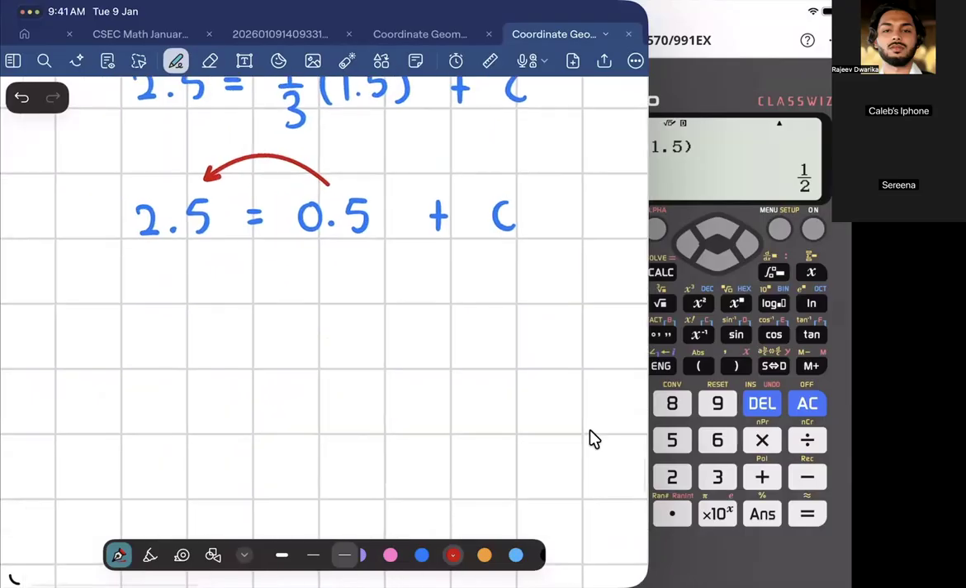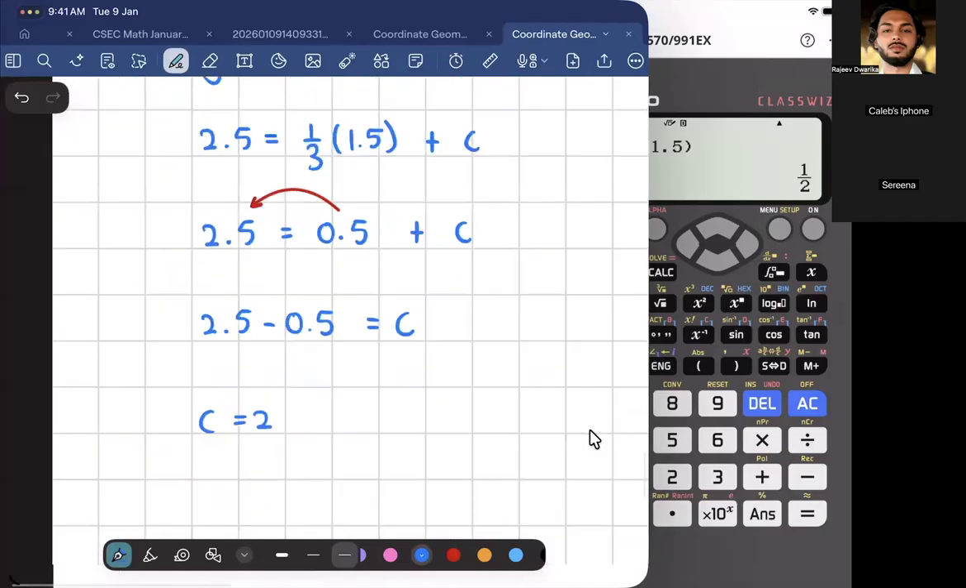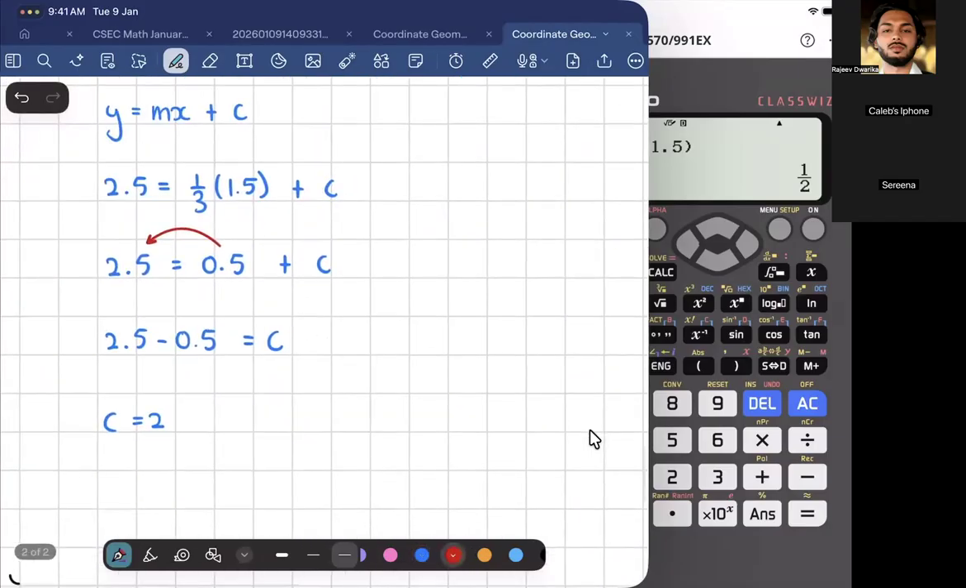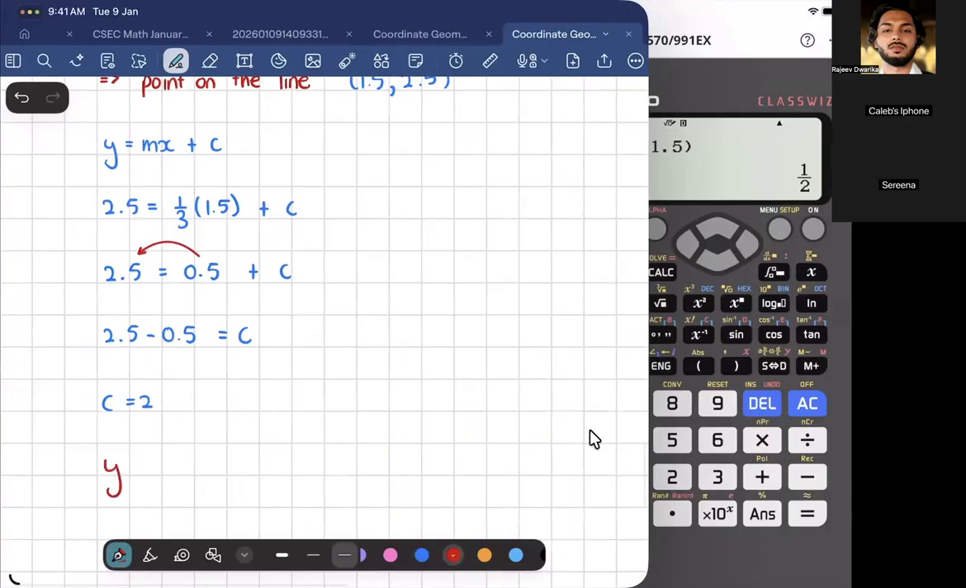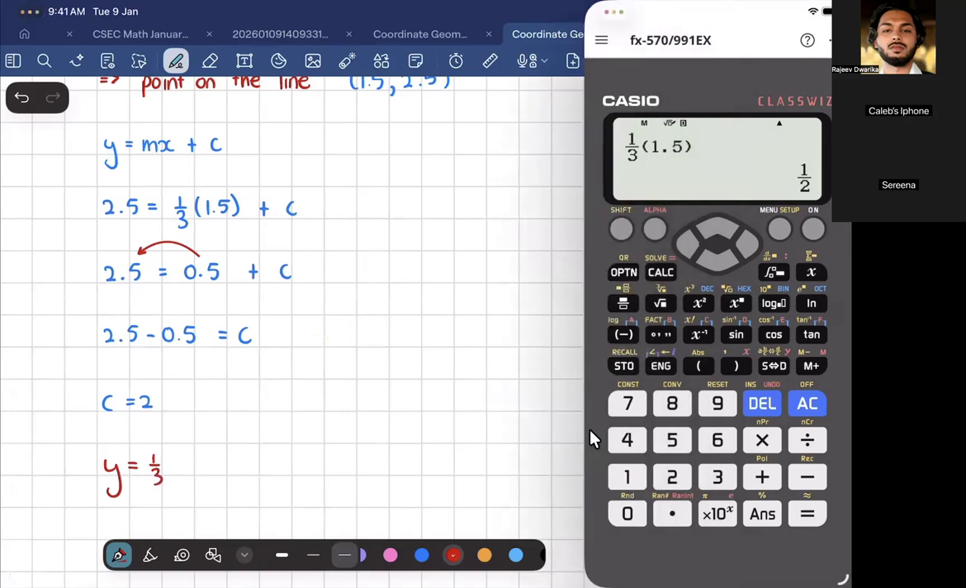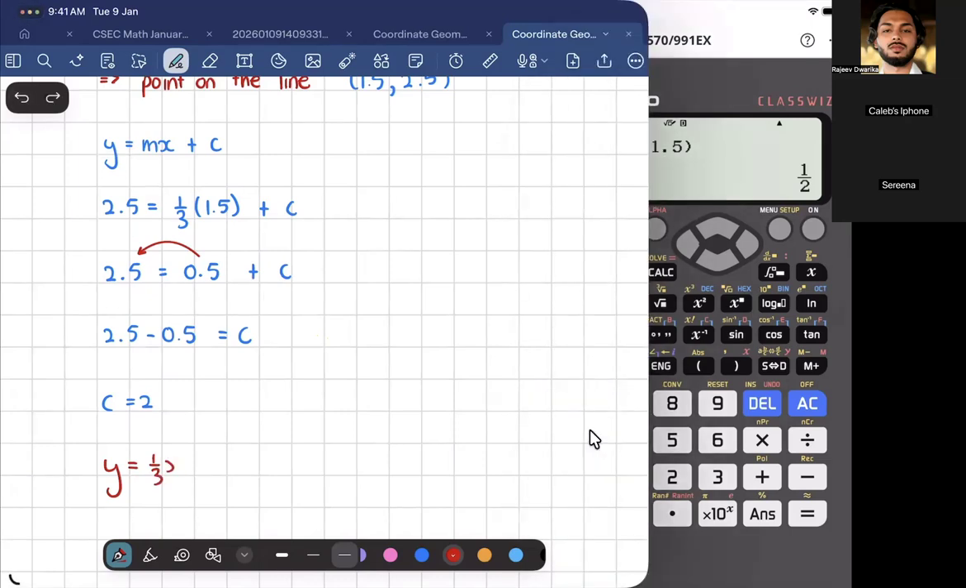All right. So that's going to be 2.5 minus 0.5. 2. Yeah, so c is equal to 2. So let's put everything together now. My final answer is going to be y is equal to what? What is m? 1/3. Yeah, x plus 2.